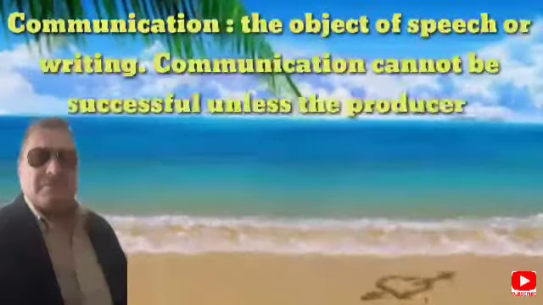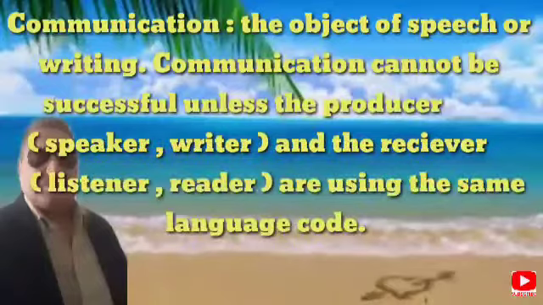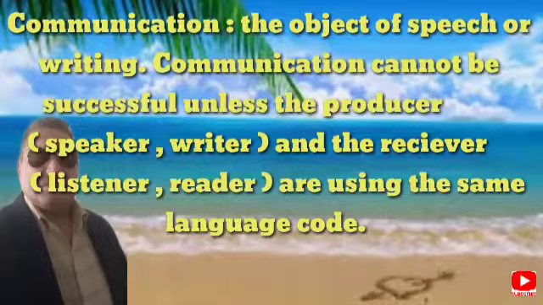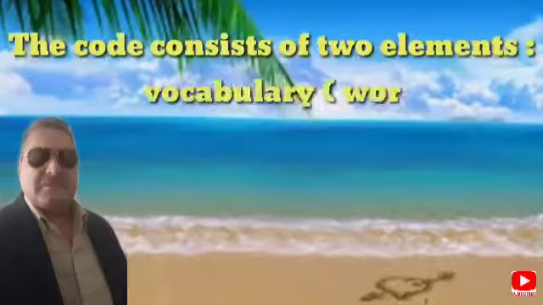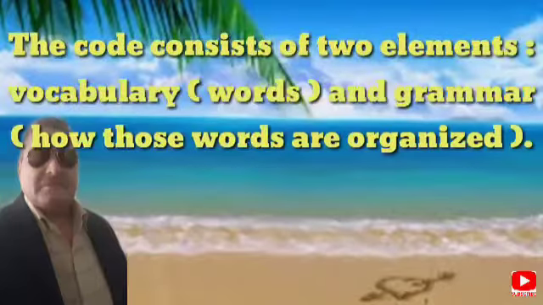Communication. The object of speech or writing. Communication cannot be successful unless the producer, the speaker or writer, and the receiver, listener, reader are using the same language code. The code consists of two elements: vocabulary, words, and grammar, how those words are organized.